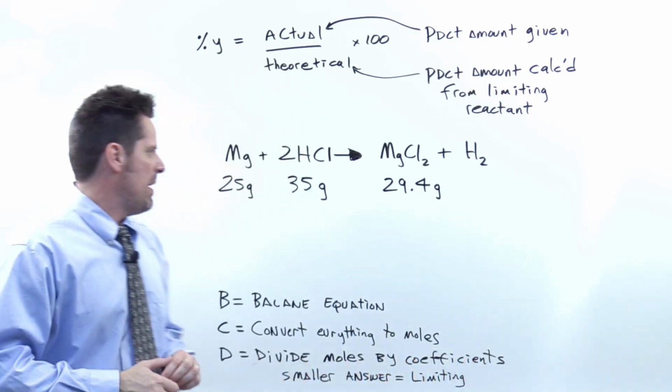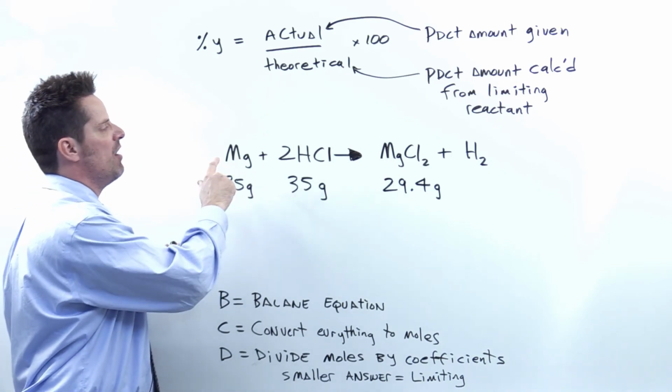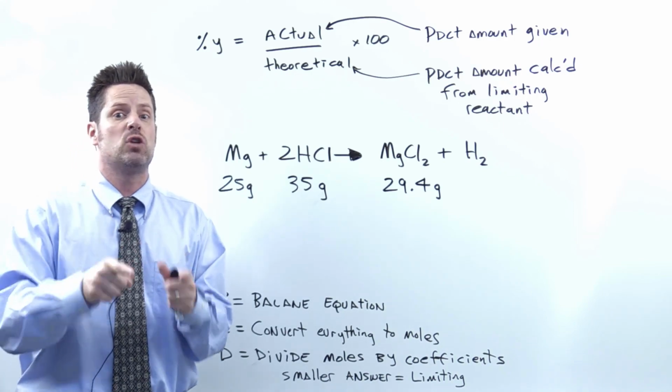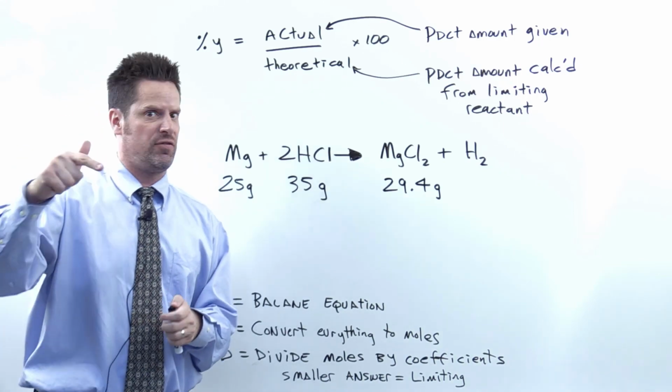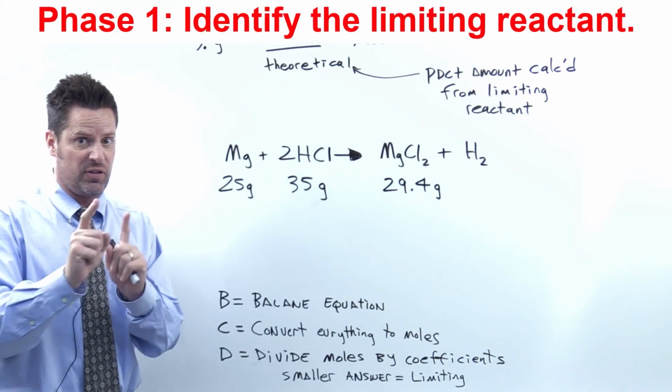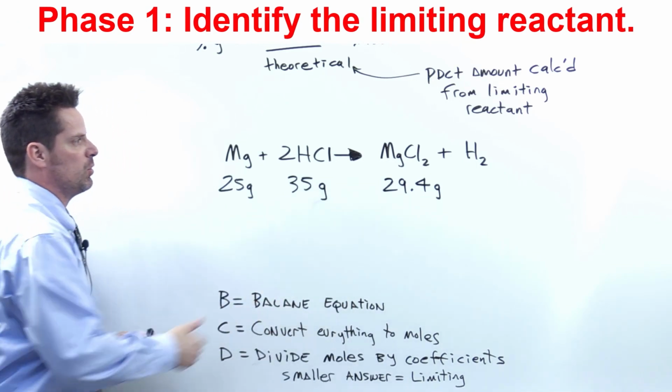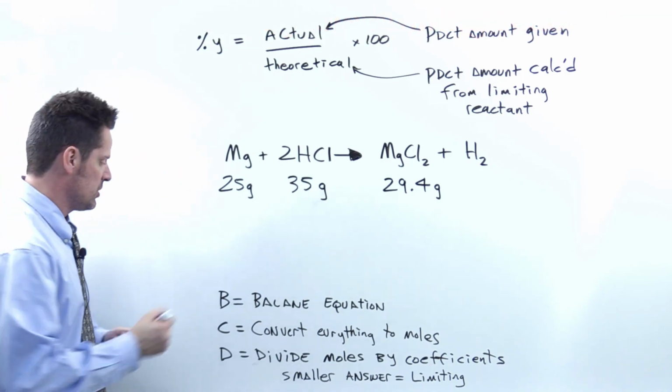For this kind of problem, however, we're given two different amounts of reactants, and we're not told which one is in excess. Therefore, we have to go through a specific process to identify the limiting reactant. The method I've developed for that process is this: BCD. B stands for balance the chemical equation. It's provided to us balanced here, so we're done with that.